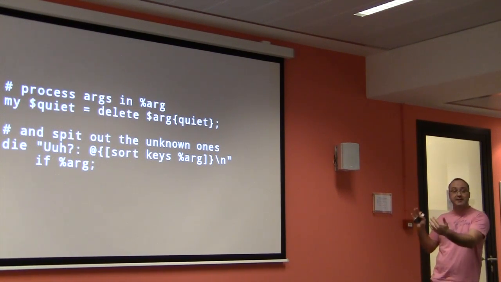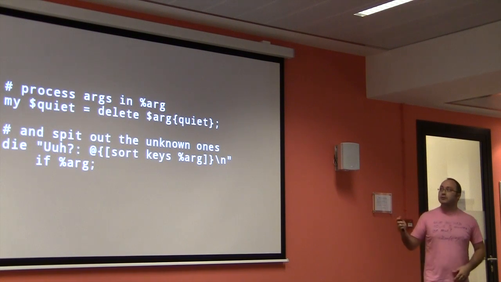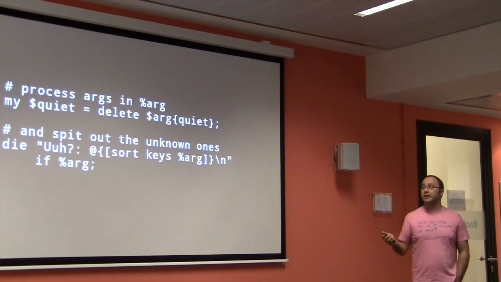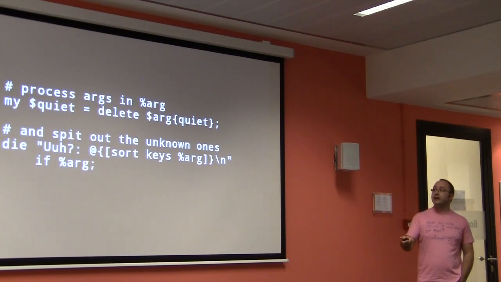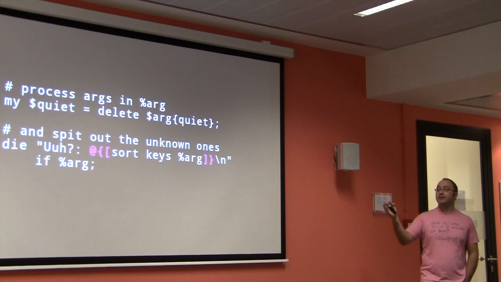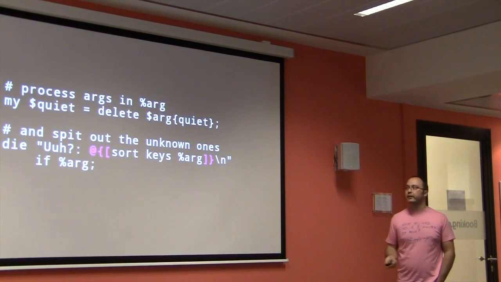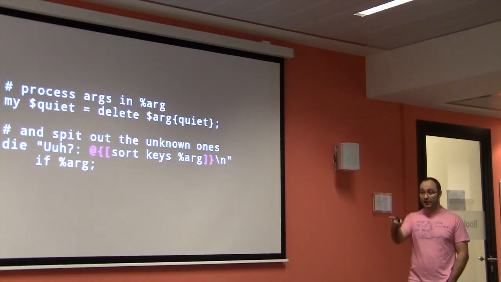I don't have that much space back if I want the back row to be able to read. Another use also from production code at Booking, or at least back in the days, you get a hash and you take out the stuff you care about, and if there's anything left, then you die. Showing the solid list of stuff.